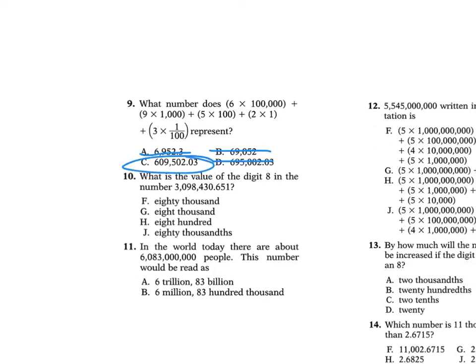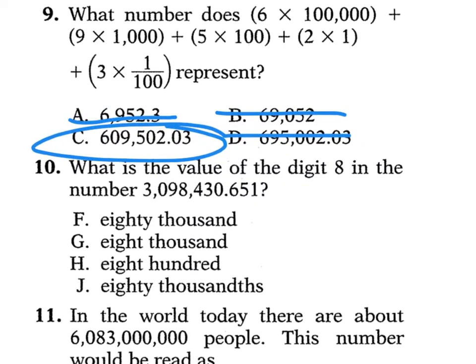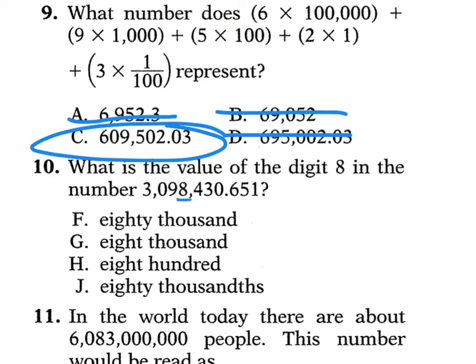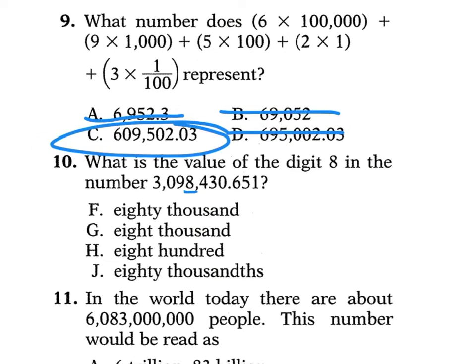Number 10, what value of the digit 8 is in the number 3,098,430 and 651 thousandths? So our 8 is in the thousands, so 8,000. Oops, it would be not 80,000, but 8,000.